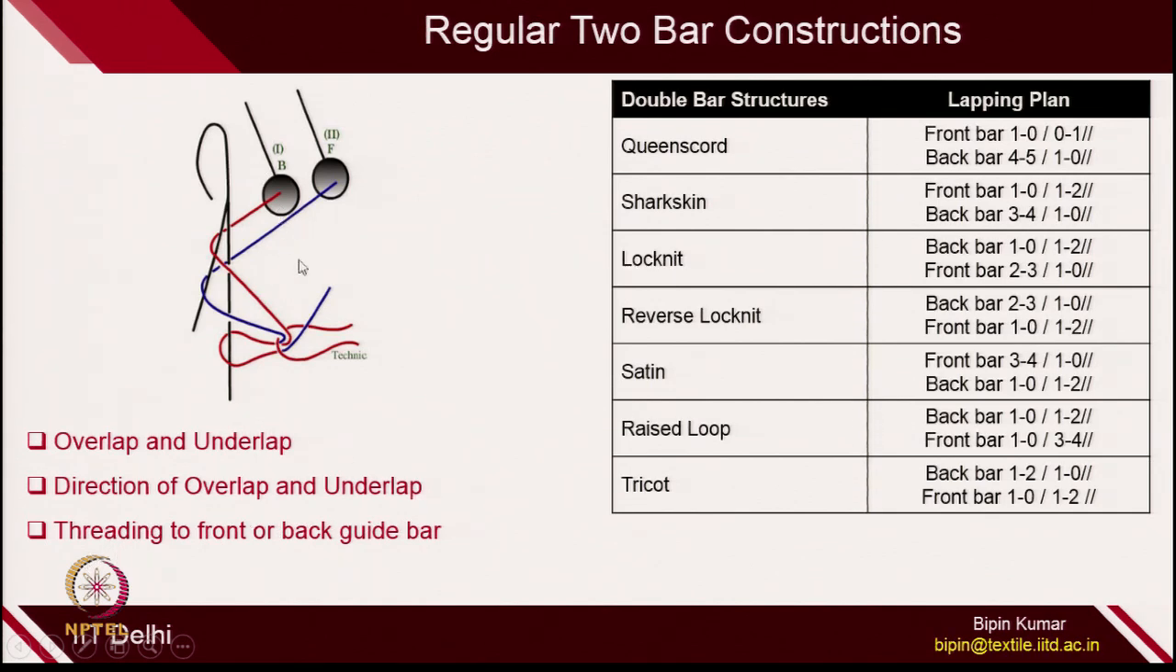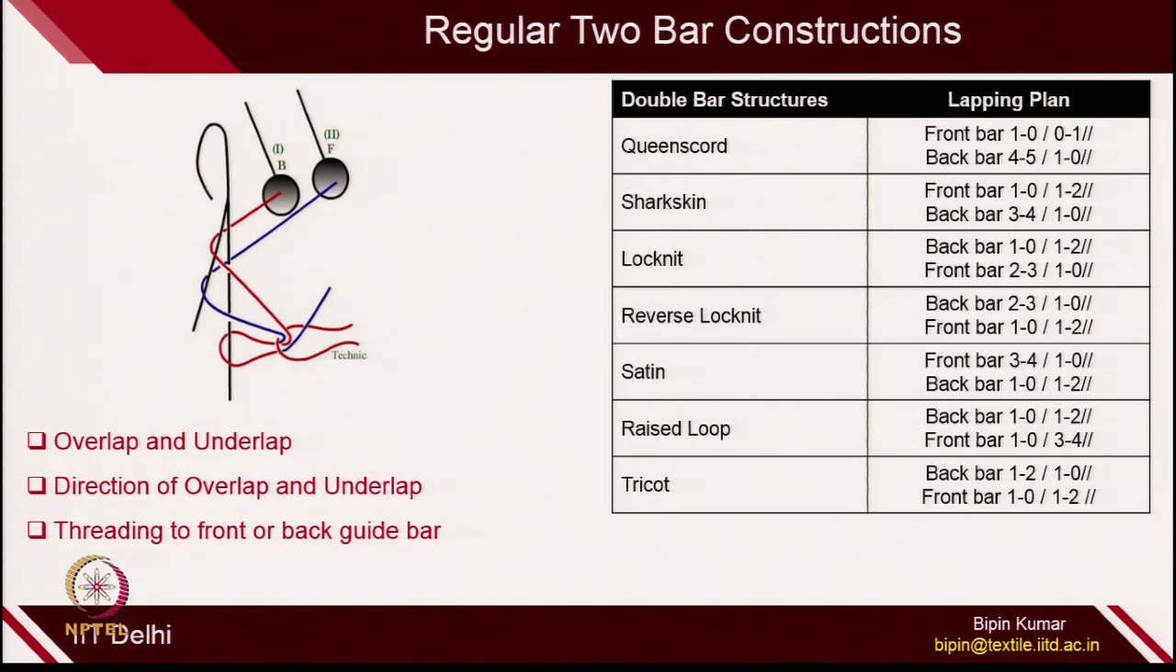Sometimes you can thread on the back guide bar and front guide bar and you can also swap their positioning. For example, if you see the Satin and Sharkskin. In Satin the front bar has 3410 and the back bar is 1012 lapping plan, but if you see the Sharkskin it has front bar 1012 and back bar 3410. So, the threading has just been interchanged and because of that you will get different types of properties.